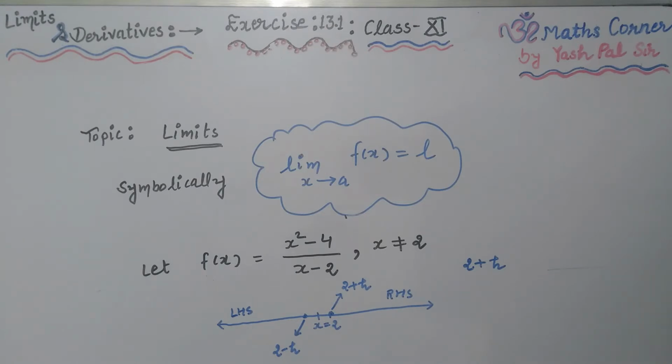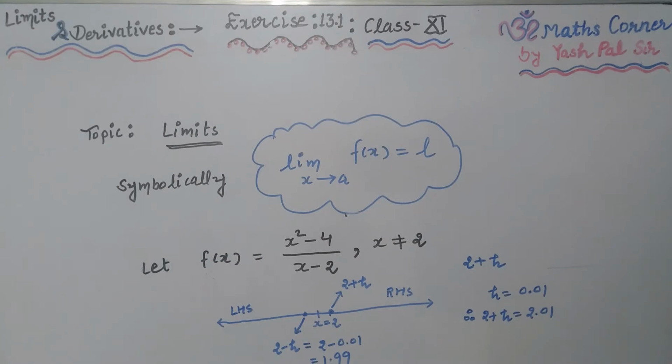Now what is h? h is a very small quantity. Suppose h is equal to 0.01. So 2 plus h becomes 2.01. Similarly, here 2 minus 0.01 is equal to 1.99.